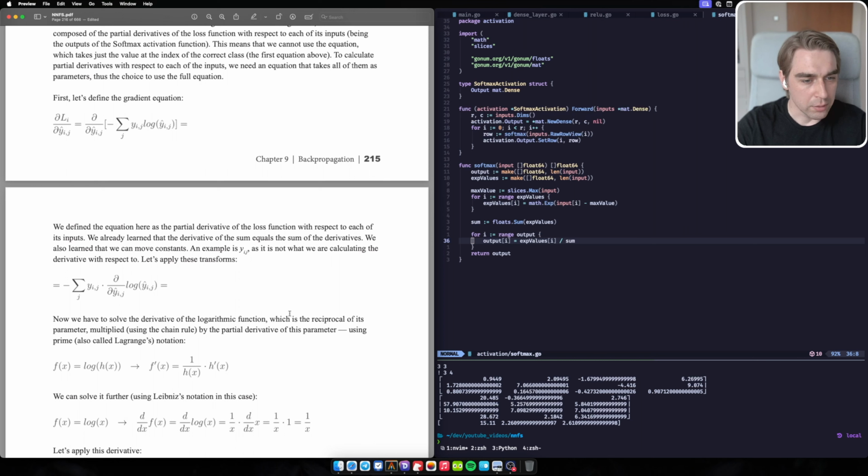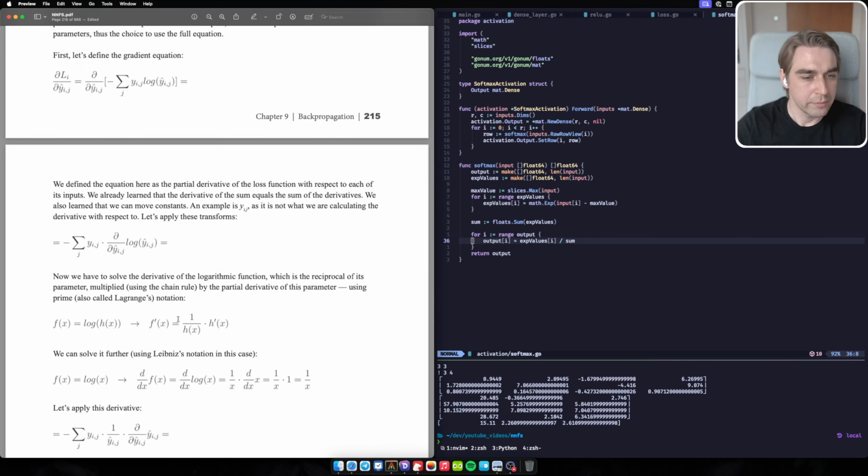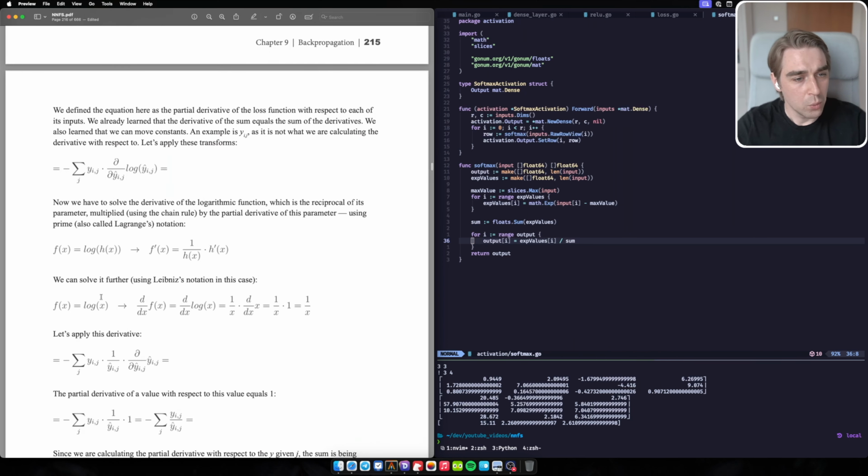This is using the prime, also called Lagrange's notation. Okay, so this is 1 divided by the function inside the logarithm multiplied by the derivative of this function. We can solve it further using Leibniz notation.